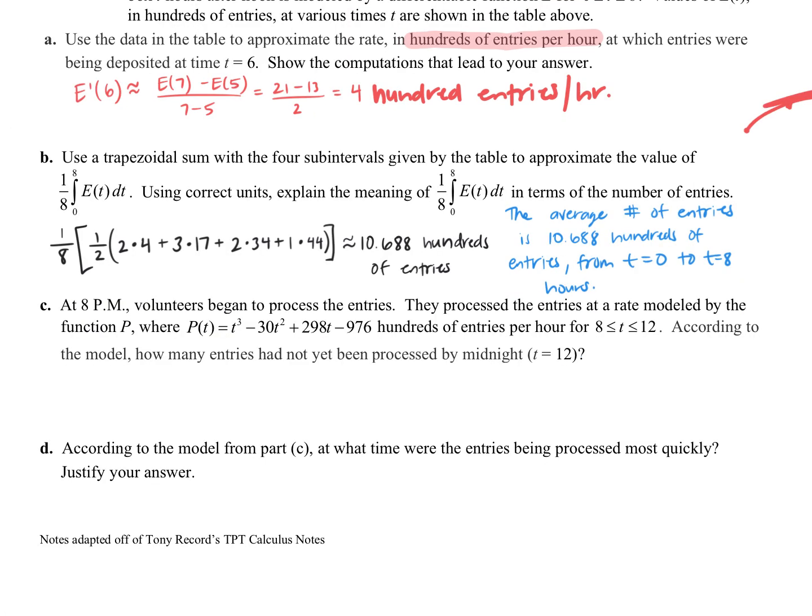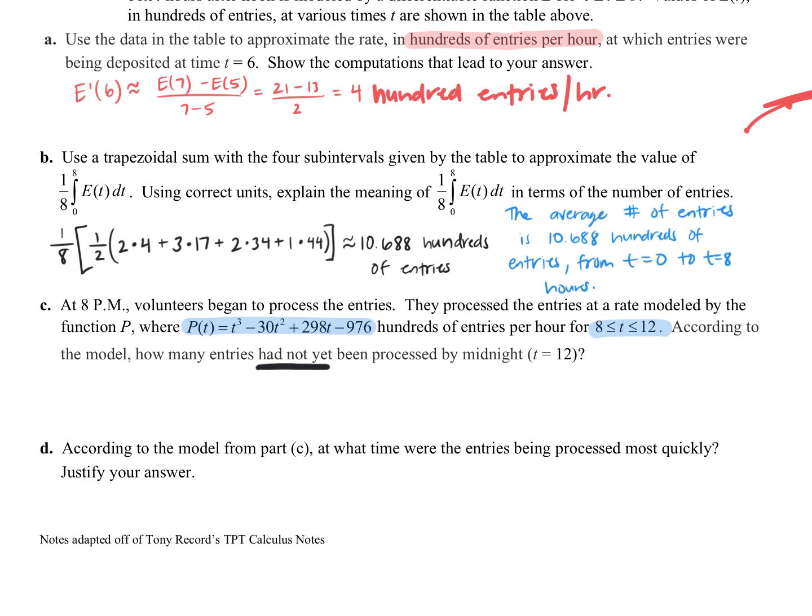So at 8 p.m., volunteers now are beginning to process the entries. They process the entries at a rate modeled by our function p of t, which is hundreds of entries per hour between the time interval 8 and 12. So according to this new model, how many entries have not yet been processed by midnight? Okay, have not yet been processed.